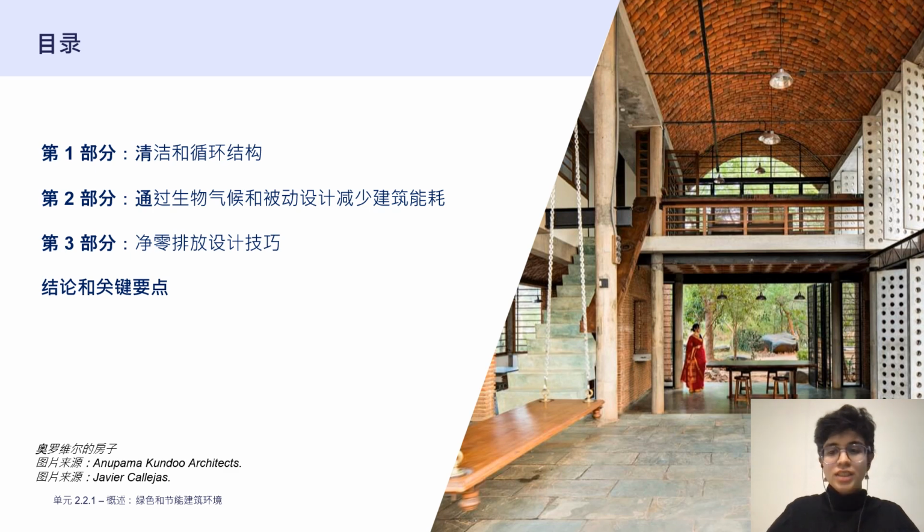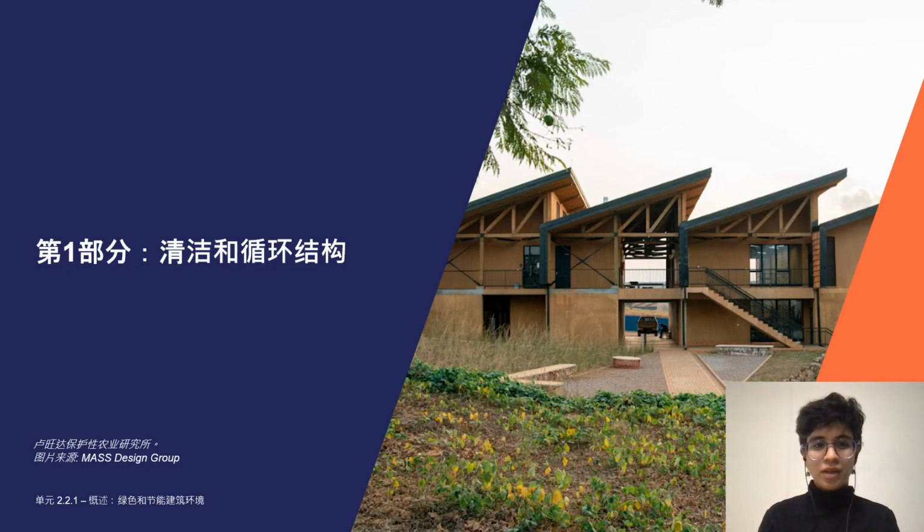The presentation is divided into three main parts. Part 1 is providing tools for implementing clean and circular construction. Part 2 is on reducing building energy consumption with passive design principles. And Part 3 provides tips to design net zero buildings. We will conclude with lessons learned. Let's start with Part 1 in understanding how to implement clean and circular construction.